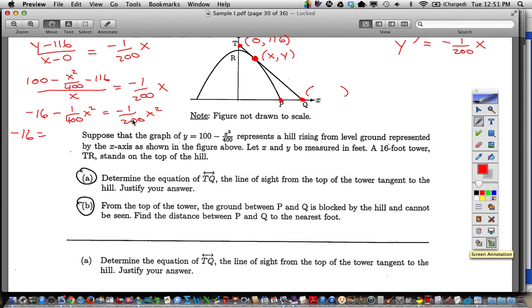And then we add a 400th. So 1/400th added to a negative 1/200th. What's that? That'd be negative 2/400ths plus 1/400th would be negative 1/400th x squared. Now, see, you're still going to have to multiply 16 by 400 anyway.